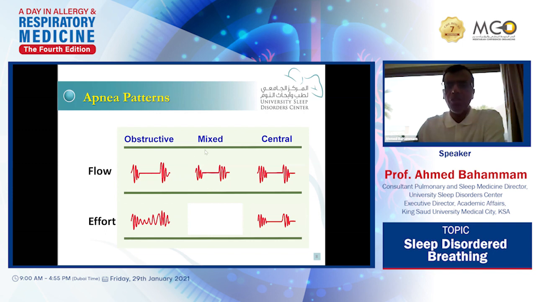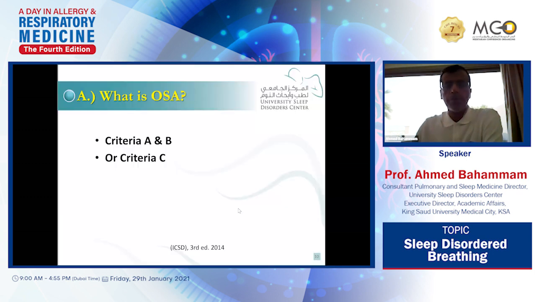Mixed apnea, you don't have to worry much about it. Central apnea, there is no flow and no effort. So this is central, coming from the brain. This is the difference between obstructive and central apnea when we score. There are criteria to define obstructive sleep apnea, especially when you do research, publication, or when you claim from the insurance companies.